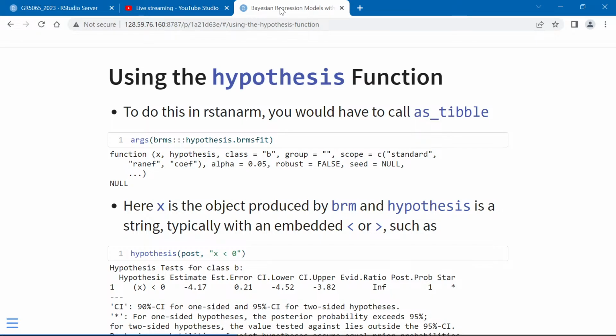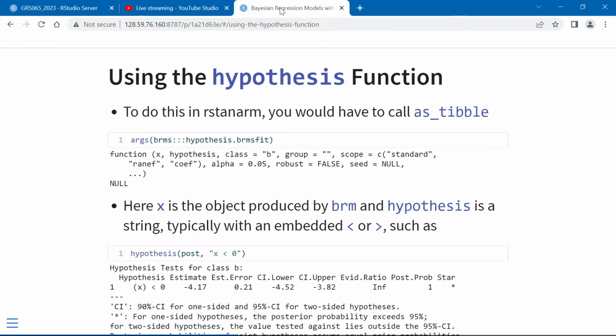Okay, next thing is the hypothesis function. You can do this in rstanarm if you just call as_tibble and work with the draws. But because psychologists, if they love anything at all, it's testing hypotheses, there is a hypothesis function for them in BRMS, where you just call hypothesis on the object produced by brm, and then you specify some kind of a string to indicate what hypothesis you want the evidence for.